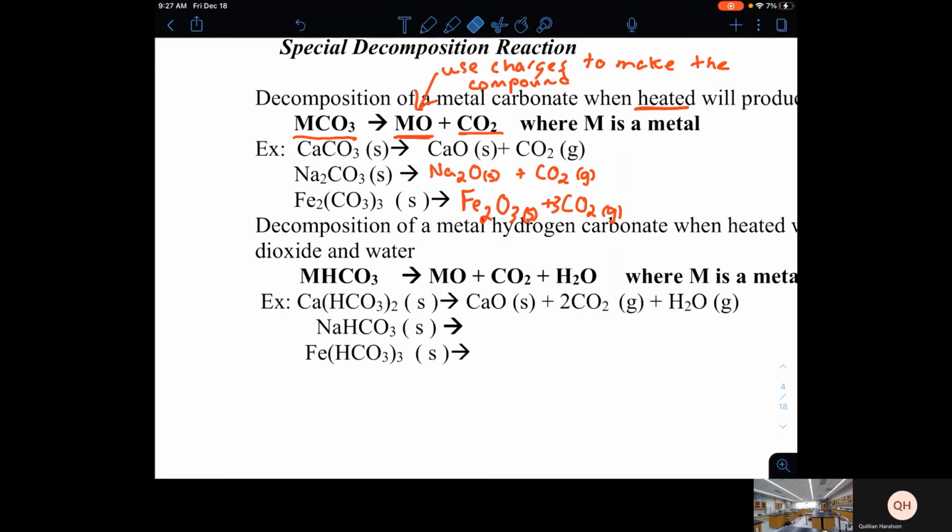Next special decomposition reaction is going to be if we have a metal hydrogen carbonate. And this one is very similar to the metal carbonate. If you look at it, the product will be a metal oxide, just like we saw in the metal carbonate. You'll get a product of carbon dioxide, just like you got in the last one. The only difference between this one and the metal carbonate is the metal hydrogen carbonate produces just one more thing I have to write down, which is H2O. But the only thing you have to do that requires work is, once again, putting together this compound, the metal oxide, based upon its actual charges.